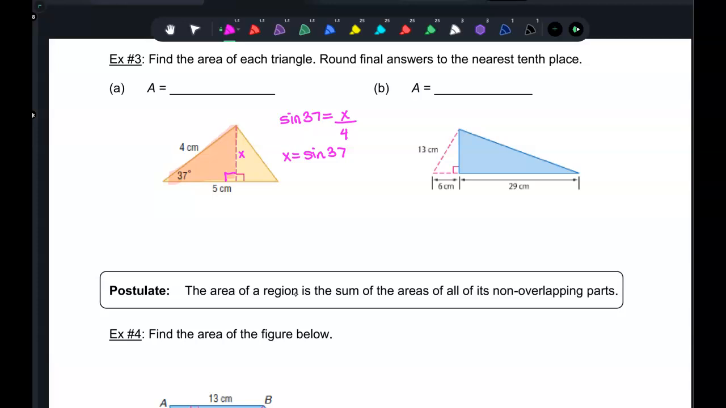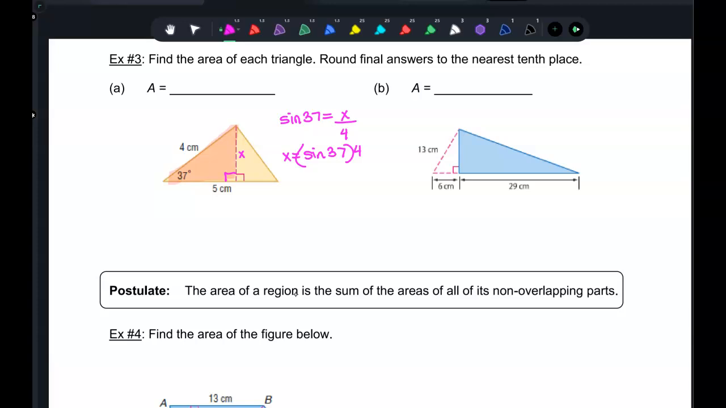X equals, because it's opposite over hypotenuse. Which one is the X hypotenuse? Sine 37 over 4. Oh, I forgot my 4. Sorry. So X equals 4 sine 37. Yeah.